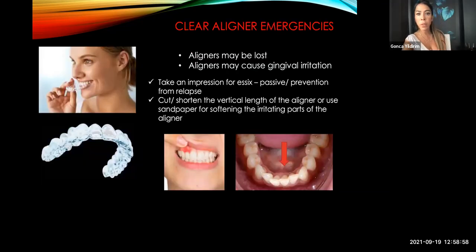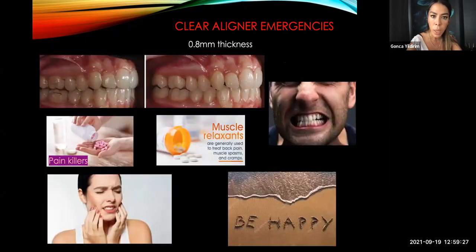And lastly, we can have clear aligner emergencies. Nowadays, they're so popular as orthodontic treatment options. Aligners may be lost. Aligners may cause gingival irritations. What can we do if the aligner is lost? We can take an impression just for those days, for prevention of relapse. Or we can shorten the vertical length of the aligner by cutting it or using sandpaper.